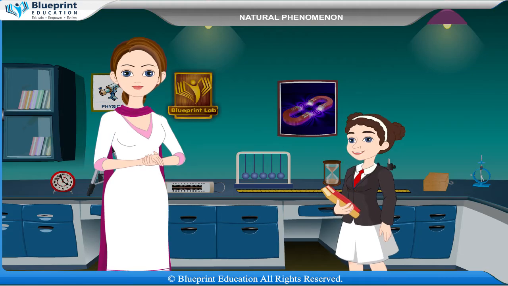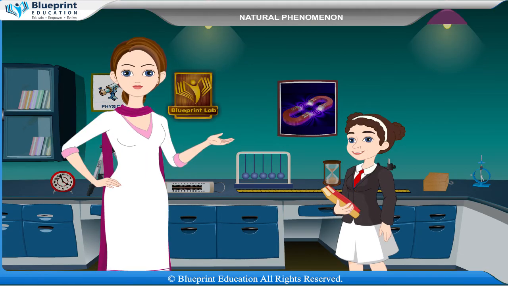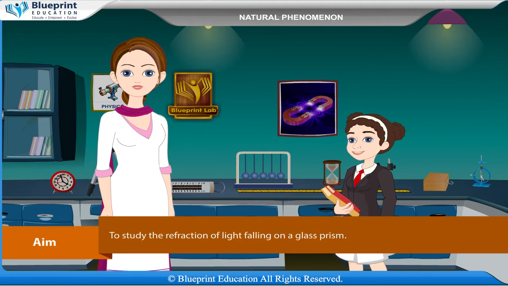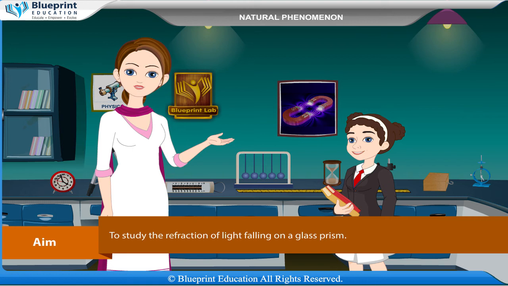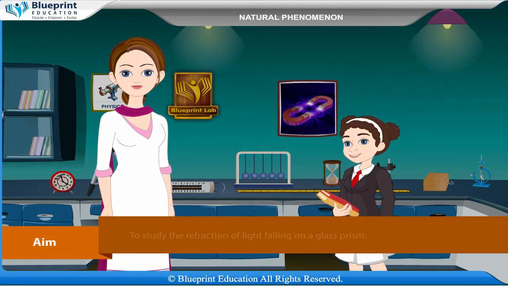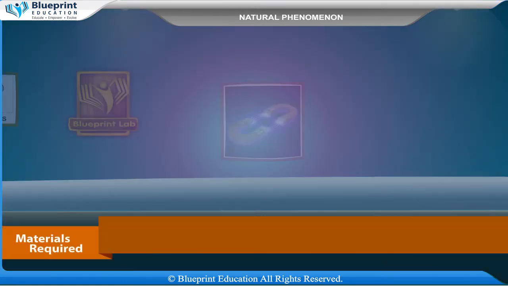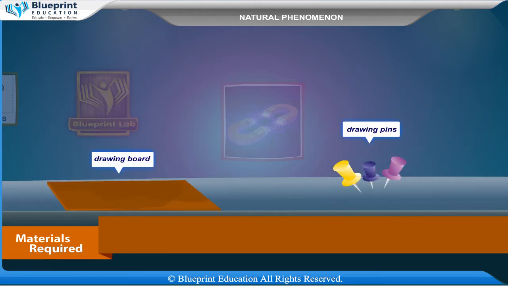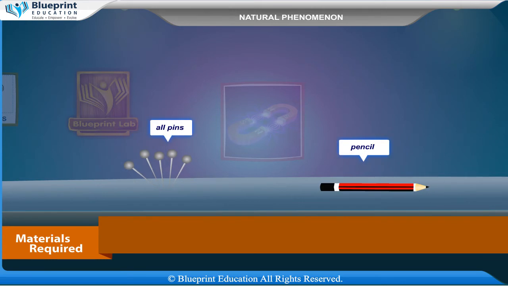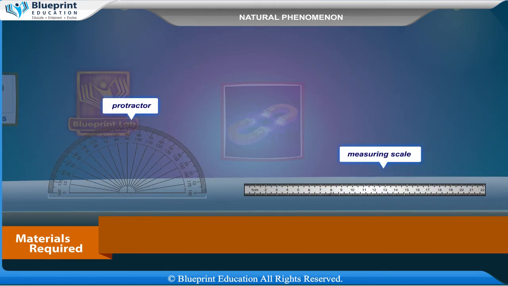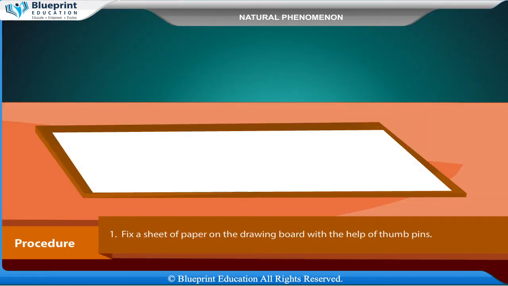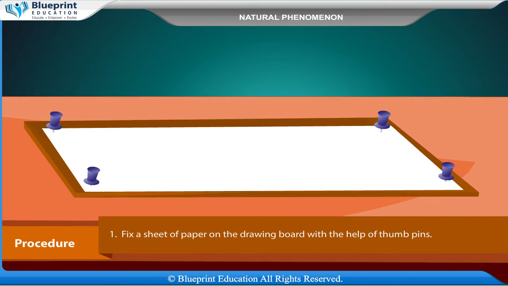Let's do an experiment to study the refraction of light falling on a glass prism. Our aim is to study the refraction of light falling on a glass prism. The materials required are a glass prism, a white paper, drawing board, drawing pins, all pins, pencil, protractor, and measuring scale. Procedure. Fix a sheet of paper on the drawing board with the help of thumb pins.